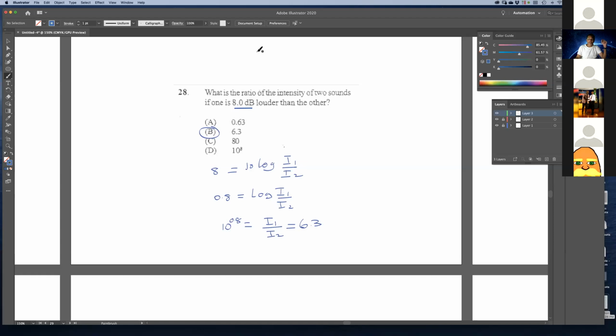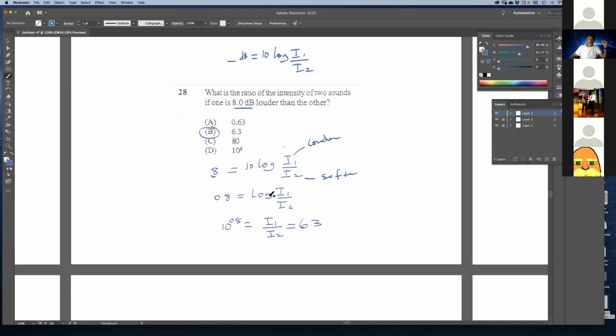The decibel scale is expressed by the equation 10 log I1 over I2. Again, you will see this equation. This is the decibel scale. 10 log I1 over I2. So if we are saying that one is 8 decibel louder, the louder one will be in the numerator and the softer one will be in the denominator, and the number on the left-hand side will be 8. 8 is equal to 10 log I1 over I2. I1 is the louder, I2 is the softer.